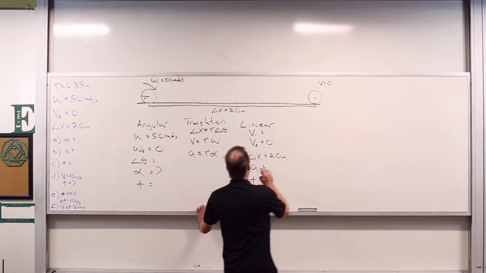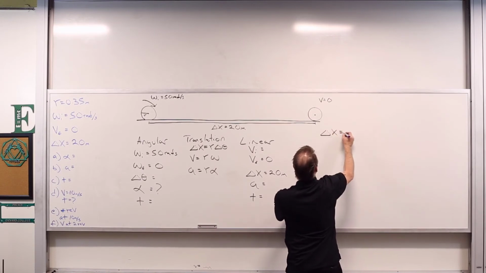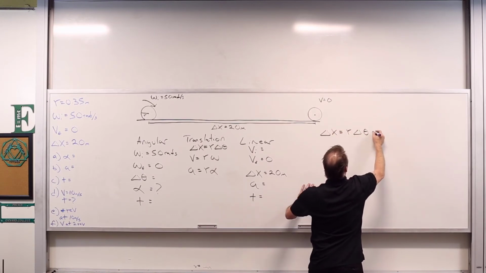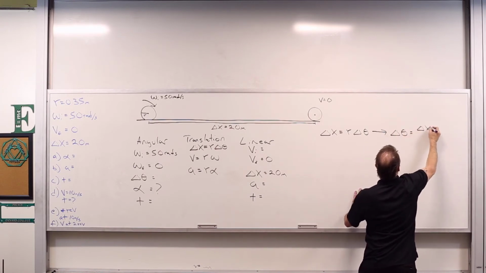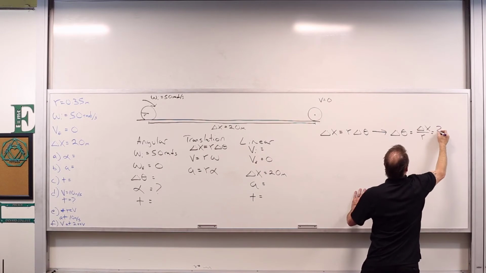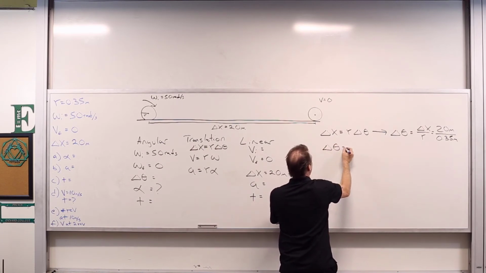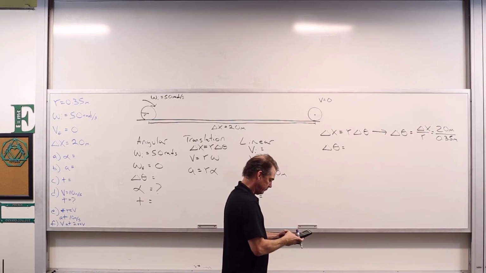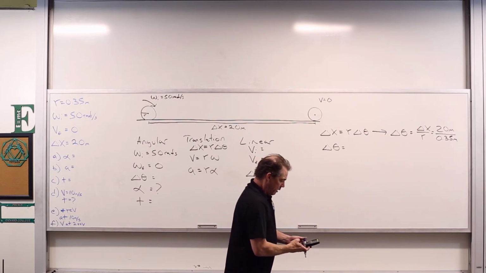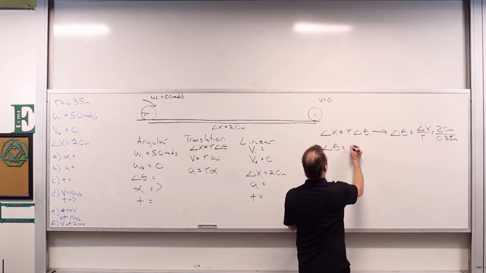So let's just go ahead and figure out what delta theta is. Well, we've got ourselves that delta x is equal to r delta theta, which gives us the ability to say that delta theta is equal to delta x divided by r, which is then 20 meters divided by the radius of 0.35 meters, giving us that delta theta is equal to 57.143, we'll call it.